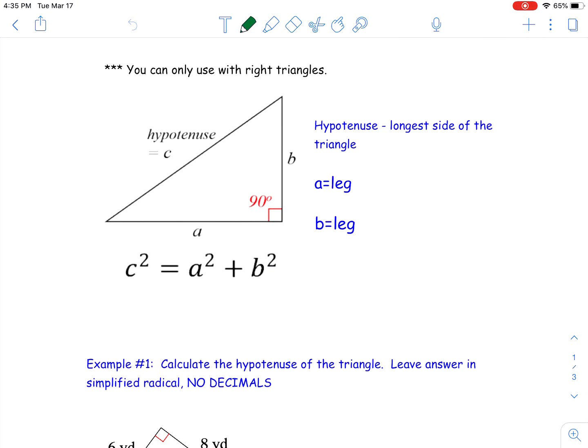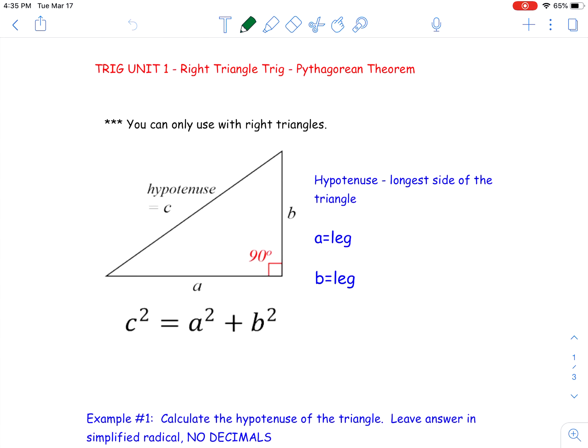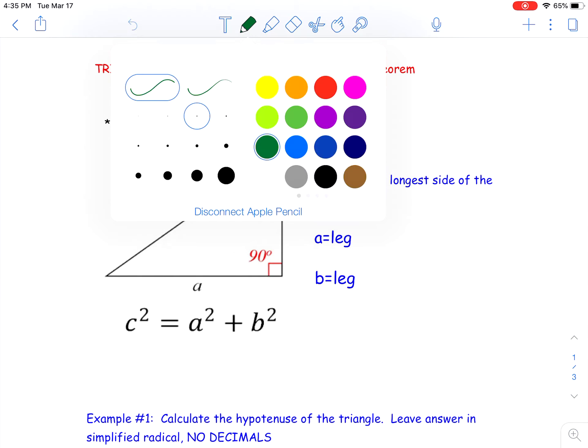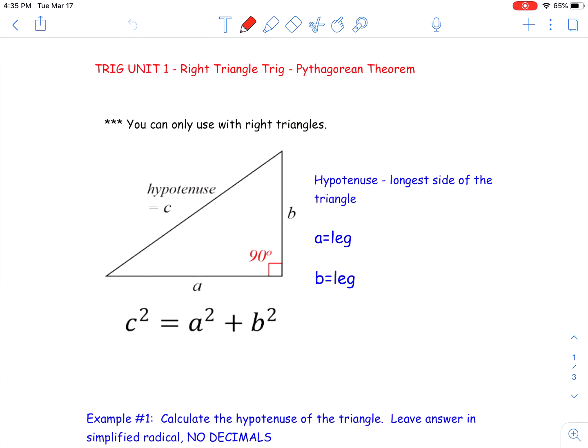Okay, today we're going to do our first set of notes, and it's right triangle trig with the Pythagorean theorem. So we need to know how to use the Pythagorean theorem before we go on into kind of introducing trig. So you've probably done this before, but we'll kind of review. A right triangle or Pythagorean theorem can only be used with right triangles. And what makes something a right triangle is if it has a 90-degree angle in it.